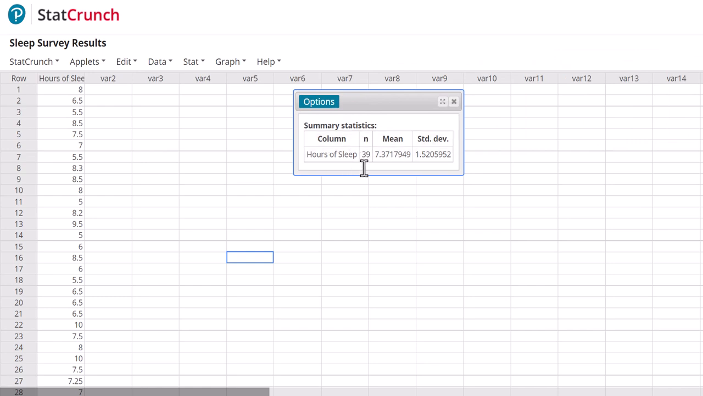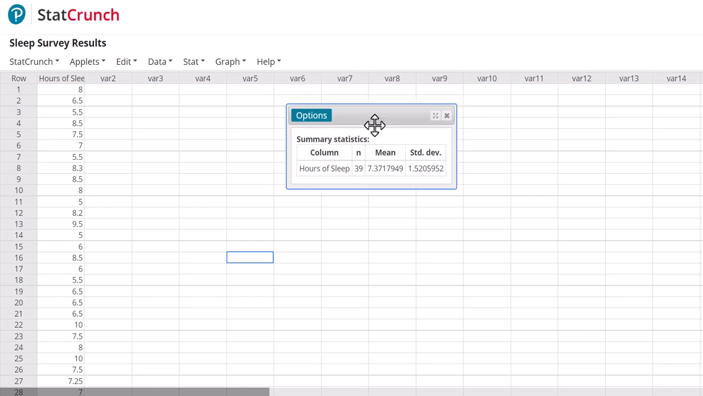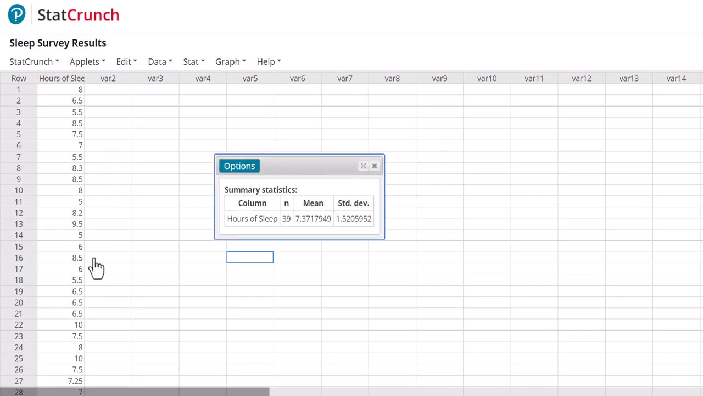So there are 39 total that took the survey. The mean is 7.37 and the standard deviation is 1.5. So the mean is already under 8 hours. You can kind of see based on the data here, there are some that are 10 hours of sleep, 9 hours of sleep, but then there's one that is 3.75 hours of sleep. So it's interesting to see, do we have any outliers? How do you quickly check if there are any outliers without having to look at the data? And even then, is that really an outlier?